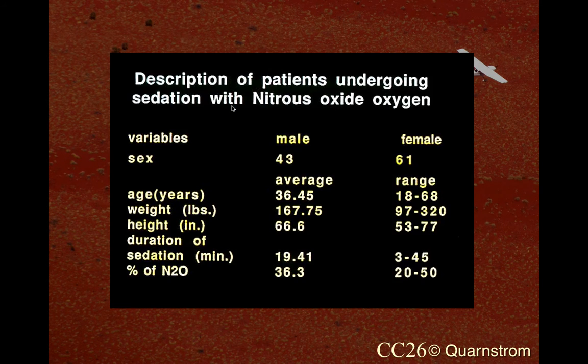So I thought, well, what if we took the mask off? I wonder if we really see diffusion hypoxia. So I got a pulse oximeter and a recording device, and I did a little study. We had 43 men, 61 women. You can see their average age was about 36 with a range of 18 to 68.